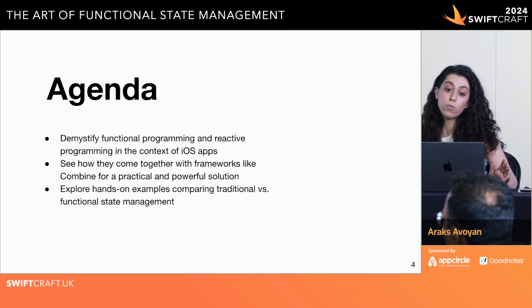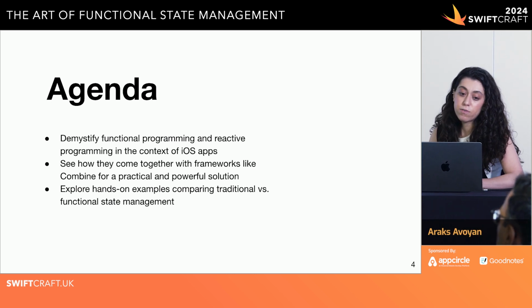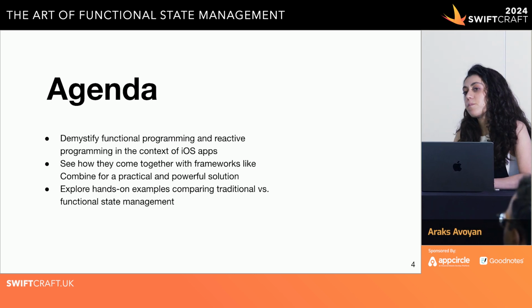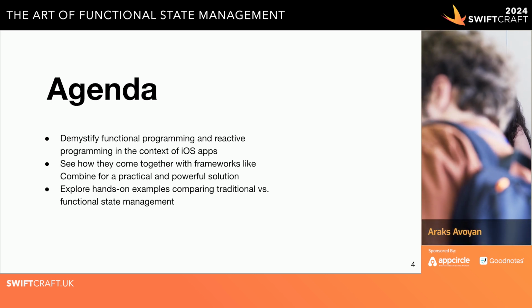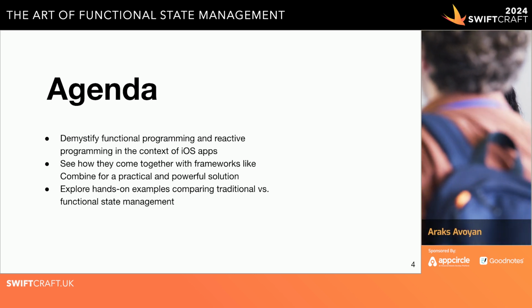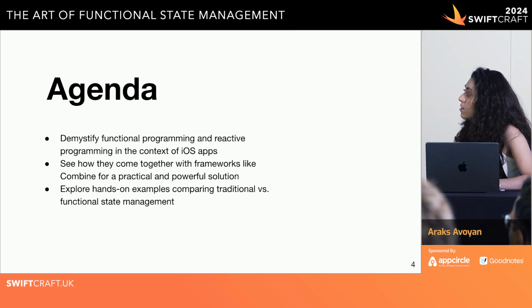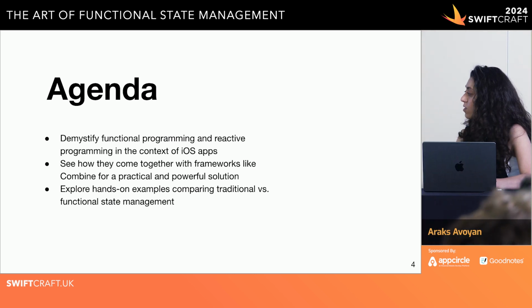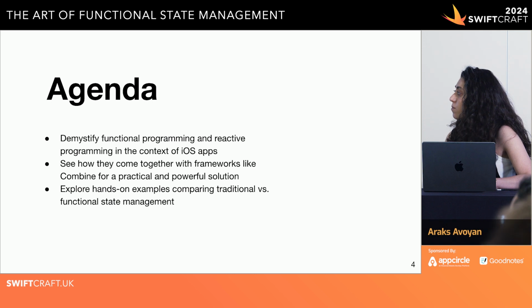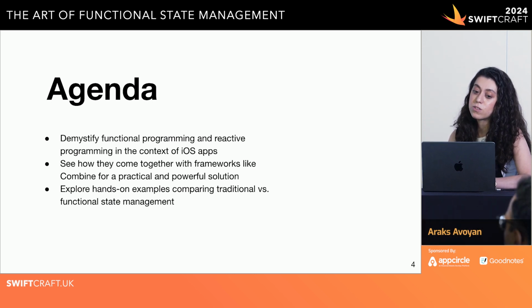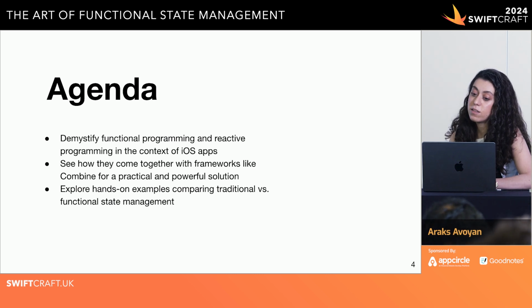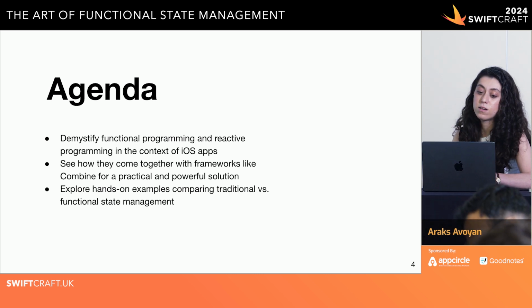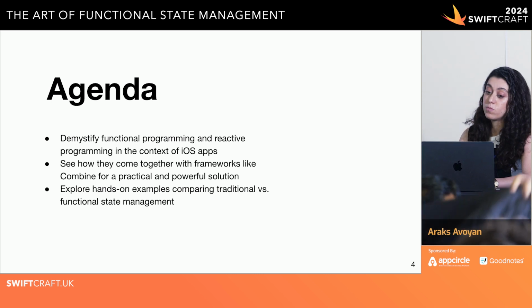And one approach we'll explore is functional programming. Functional programming focuses on building programs from pure functions and immutable data. This focus on immutability makes your code more predictable and easier to test. We'll also delve into reactive programming, a paradigm for handling data streams and UI updates in a declarative way. We will see how frameworks like Combine leverage these principles to provide a practical solution for state management.